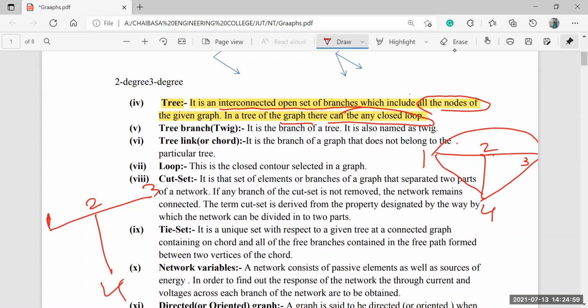So this part is satisfied: the interconnected open set of branches which include all the nodes. All 4 nodes are covered. In a tree there can't be any closed loop, and see, there is no closed loop. So this is a tree.